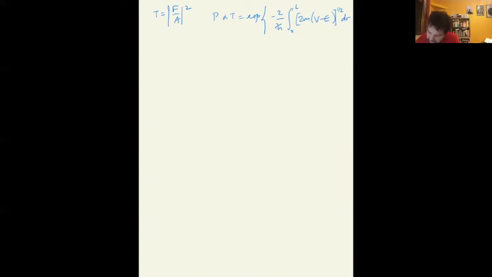Now, this is a definite integral, right? It goes from 0 to L. So it's going to give you a number. Turns out that this integral is equal to pi over 4. So the result is minus pi times L over h bar times the square root of 2m E.